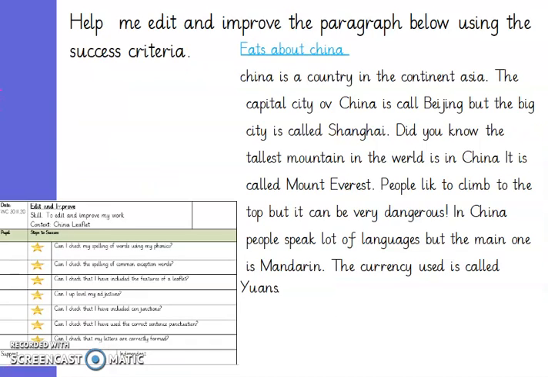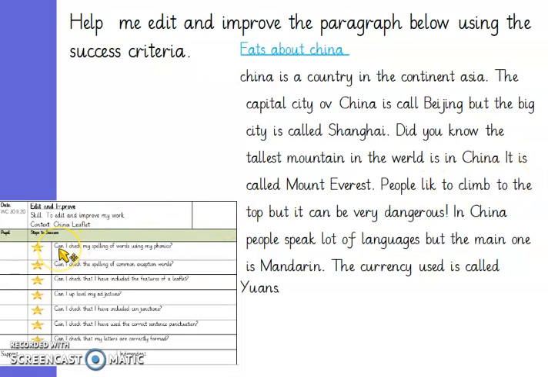Okay, so I was wanting you to help me edit and improve my paragraph so that you can have a practice. And after that, I want you to go and edit and improve the 2 paragraphs that you have done while at home.